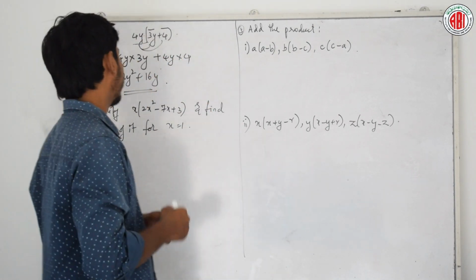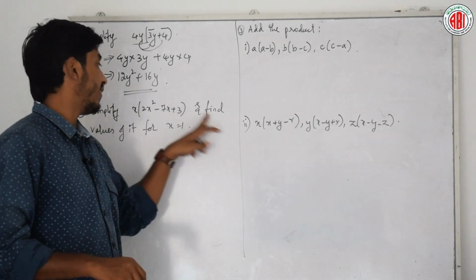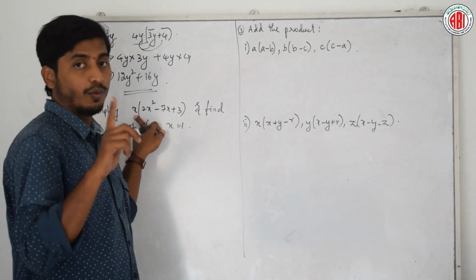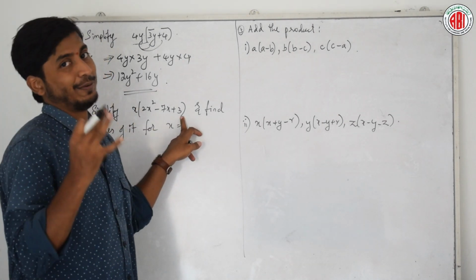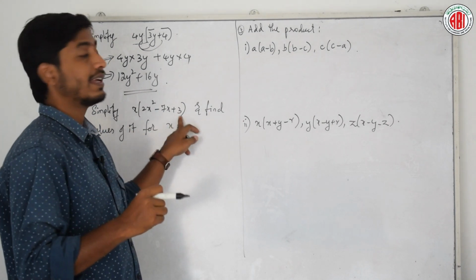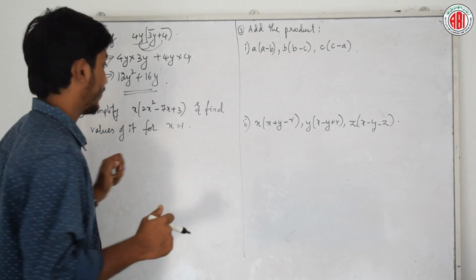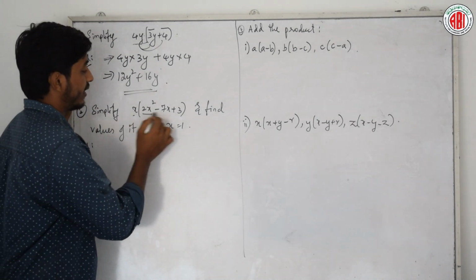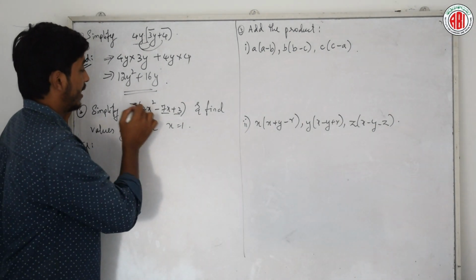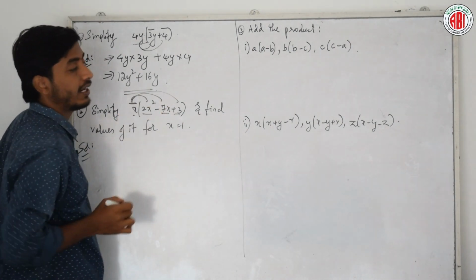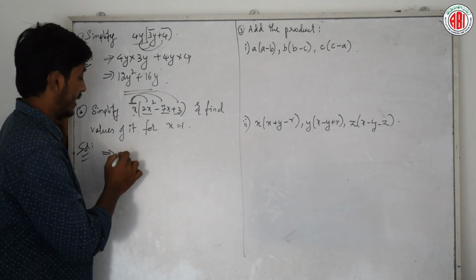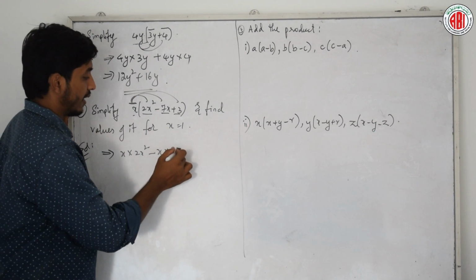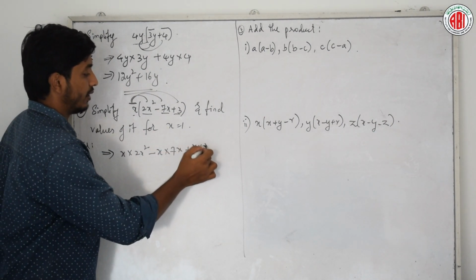Fine. Similarly, he is asking us to simplify this and find the value of it for x equal to 1. This is a monomial and this is a trinomial. Why? Because it has 3 terms in it. Clear? Now let us multiply. First we have to identify the number of terms in it, and the next, multiply this monomial with 3 different monomials. Then we get x into 2x square minus x into 7x plus x into 3.